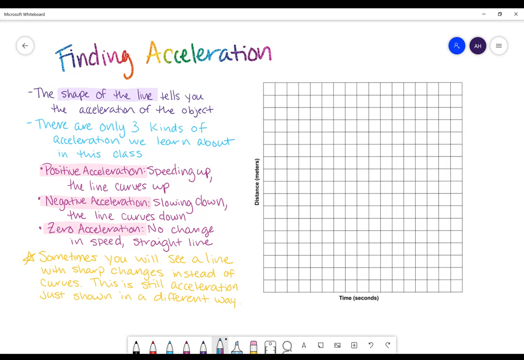The next one we talk about is negative acceleration. This means the object is slowing down, and the line on the graph will curve down. Again, we can put eyes over the top of it. We can tell that the line is curving down because it makes a frowny face.